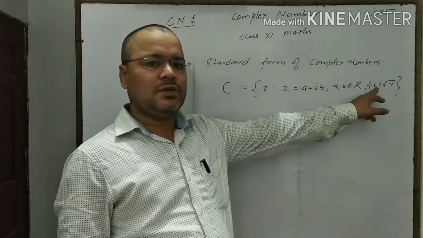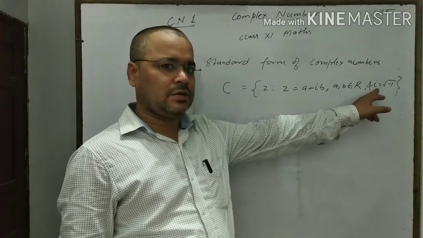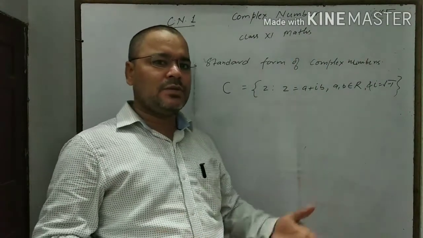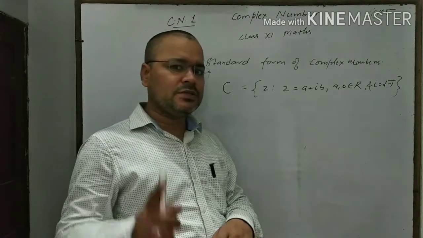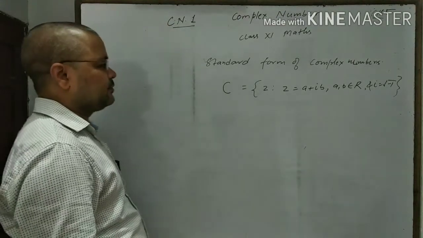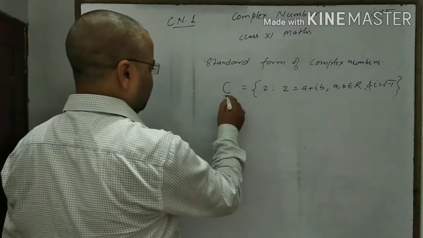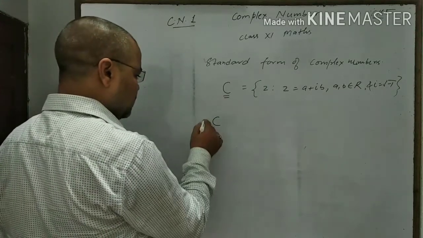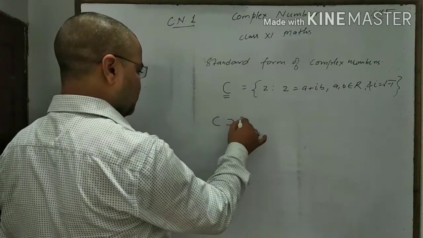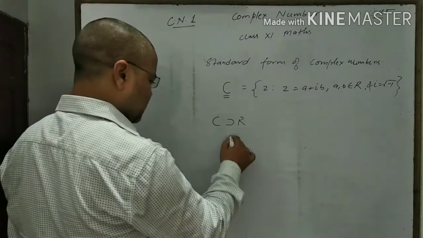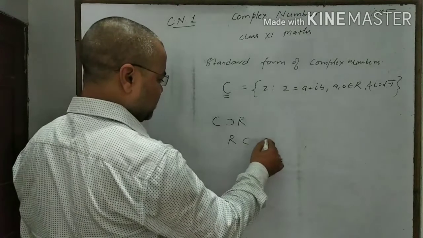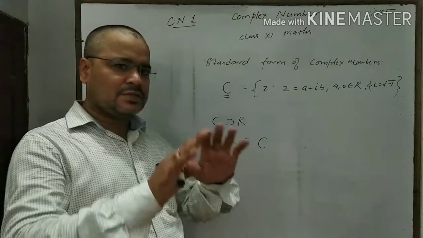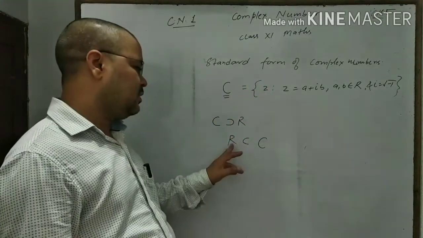Who gave this? Euler. What is the name of this? Iota. And i is equal to the square root of -1, and i squared means -1, i raised to the power 4 means +1. Remember this. Now this is the symbol of the complex number. Here the complex number set is a superset of the real numbers, meaning the real numbers are a subset of the complex numbers. The concept of complex number is broader than the real number.